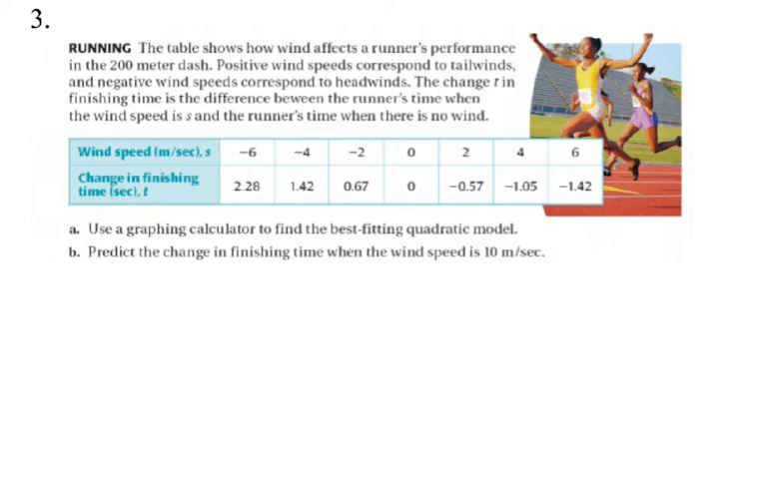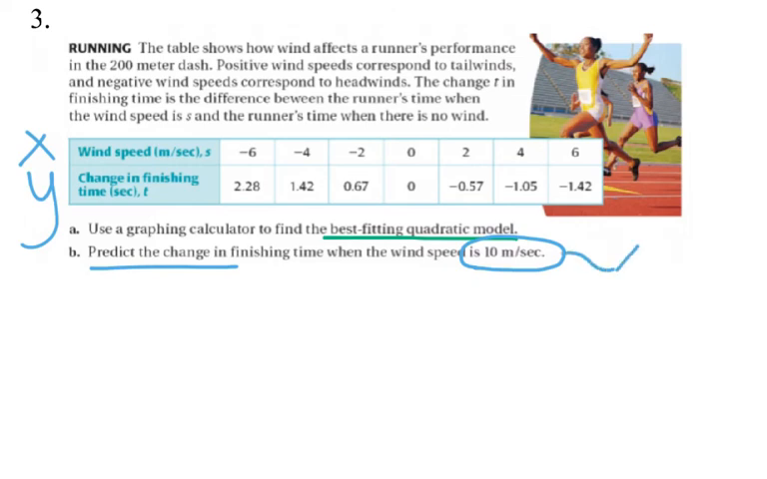So you can read the questions. The first thing I want you to do is use a graphing calculator to find the best fitting quadratic model, just like we have been. And then I want you to take it a step further. I want you to predict the change in finishing time when the wind speed is 10. Remember, x is wind speed, y is the change in finishing time. So I'm saying, once you get your model, when x equals 10, what does y equal? Find your model and then we'll talk. So 1, 2, 3.